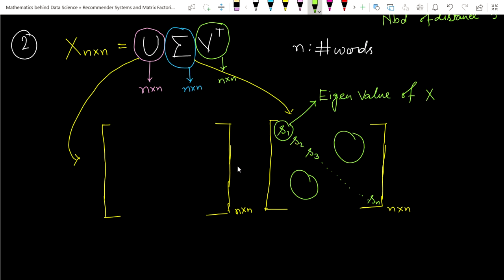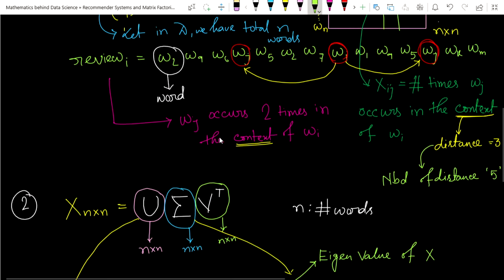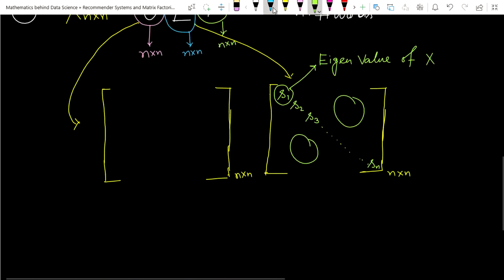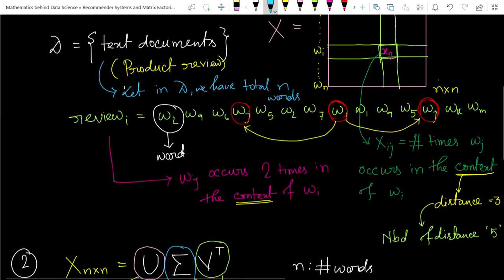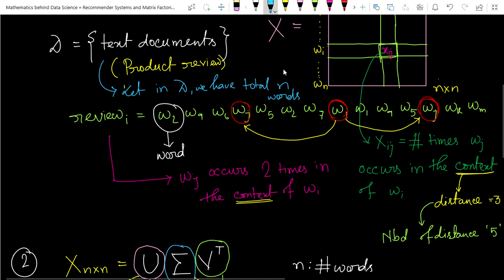Just recap these things. Now the question is, what is the relation of the si that we have got to PCA? If you remember, we have already discussed that si square is equal to lambda i, and this lambda i is the eigenvalue of the covariance matrix of X.